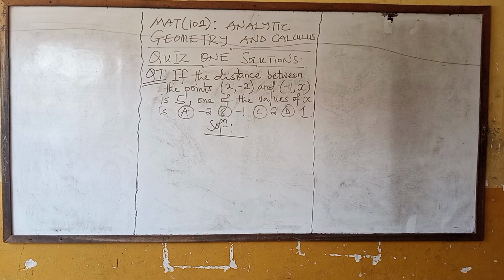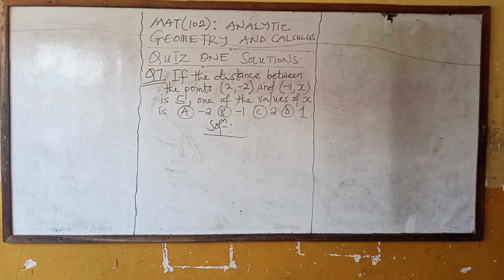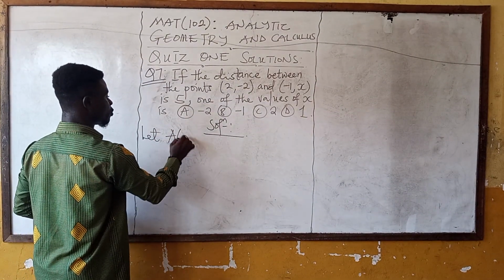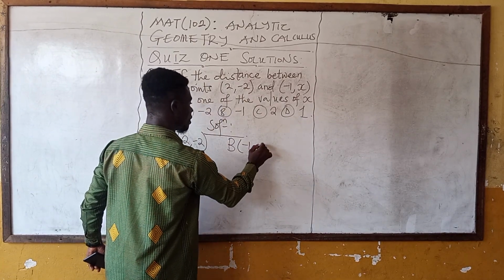Question 7 here, but on your quiz paper, it is question 9. If the distance between the points (2, negative 2) and (negative 1, x) is 5, one of the values of x is: A, negative 2; B, negative 1; C, 2; D, 1. All right, so let's see. Let point A be (2, negative 2) and point B be (negative 1, x).